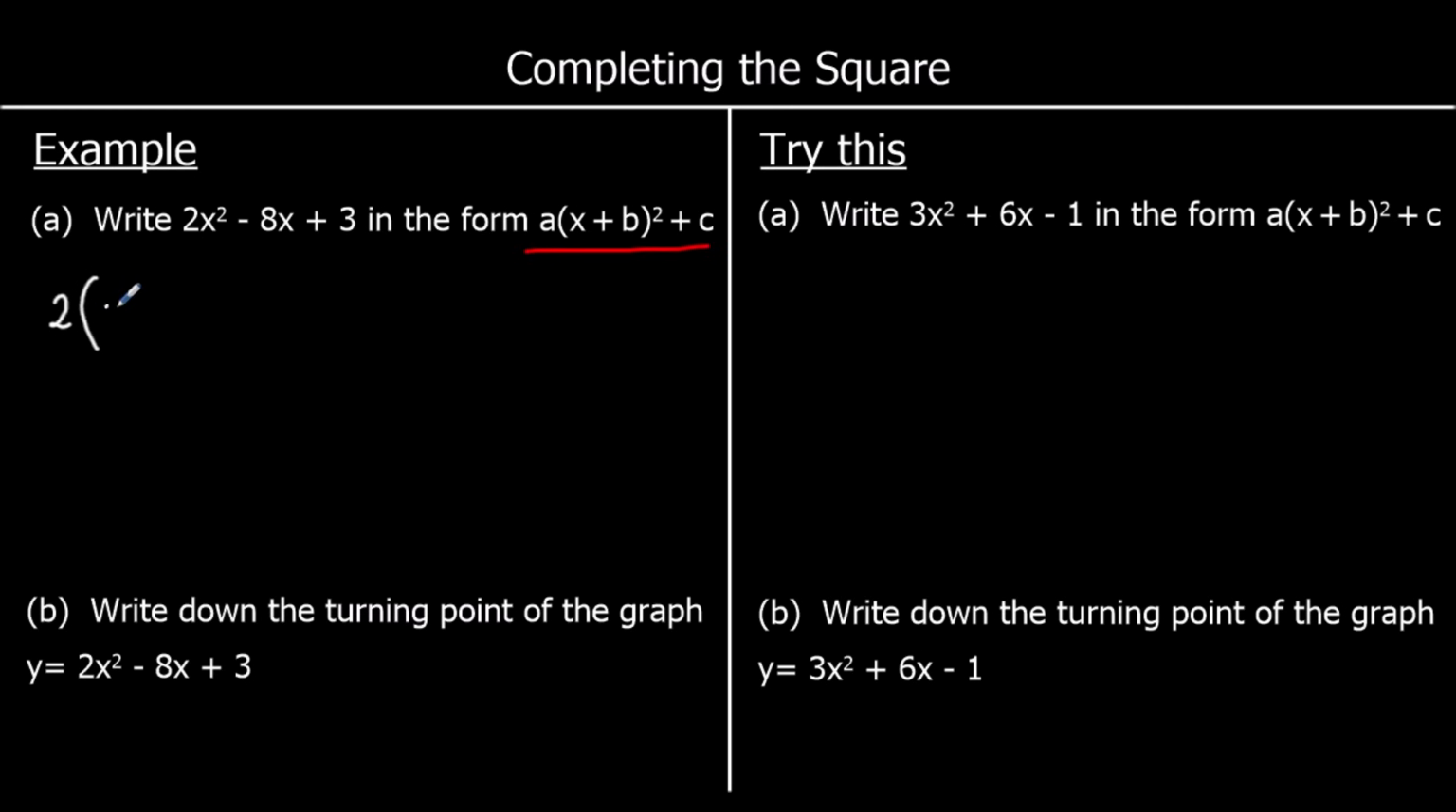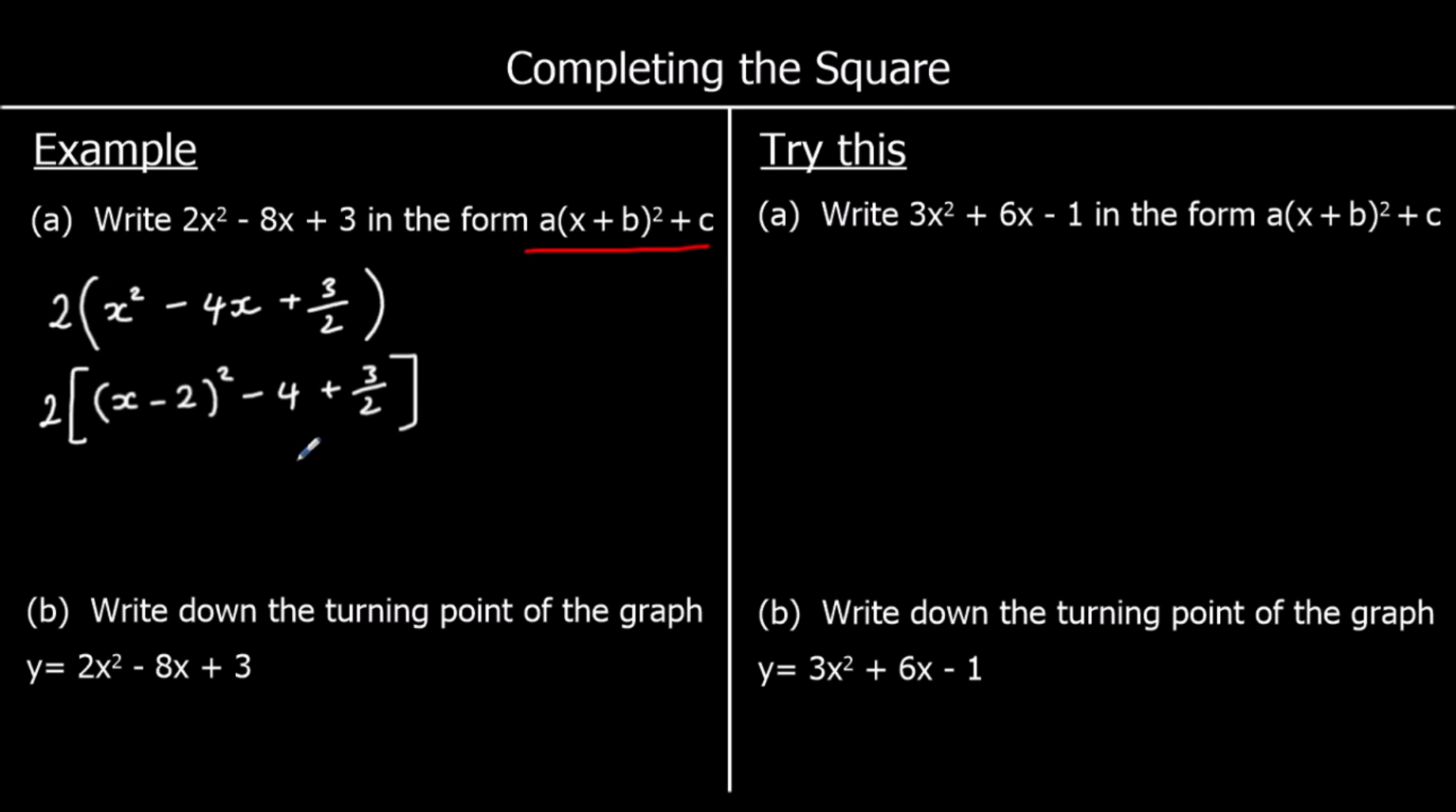So 2 times x is 2x squared. 2 times negative 4x is negative 8x. And 2 times 3 over 2 is 3. So we've taken the 2 out of it. And now with the bit inside the bracket, we follow the same steps we followed before. So I'm going to have 2 outside the bracket. I'm going to half the middle number, which is going to be negative 2. So we're going to have x minus 2 squared. Take away 2 squared, which is 4. And we've got a plus 3 over 2 on the end.